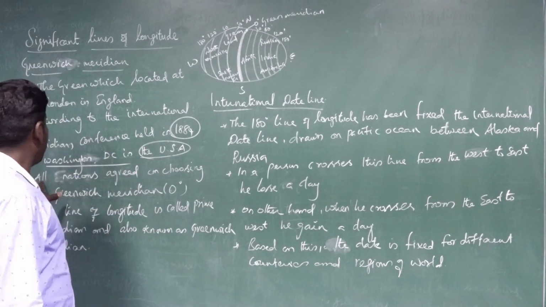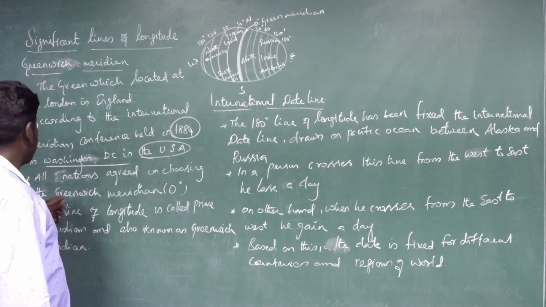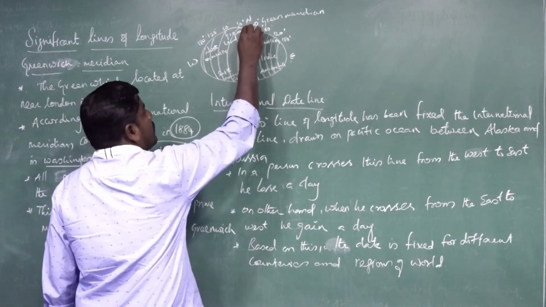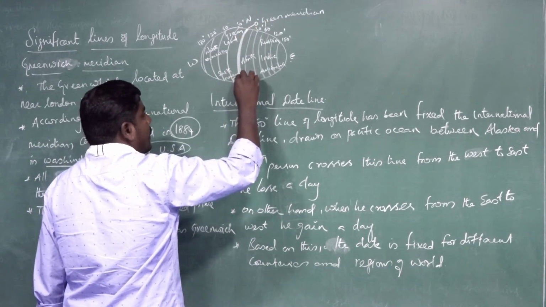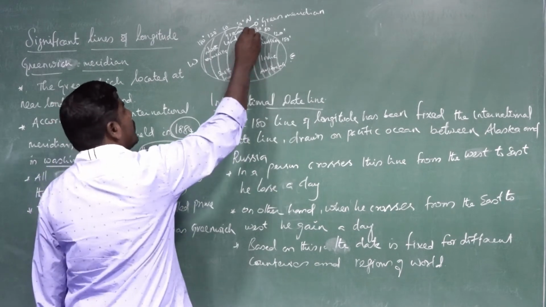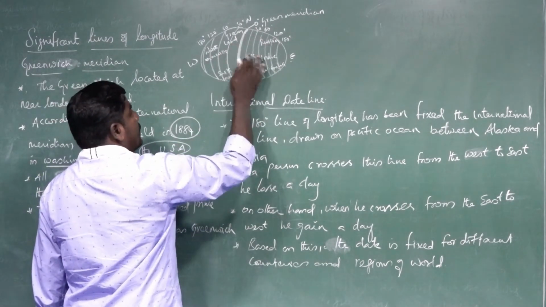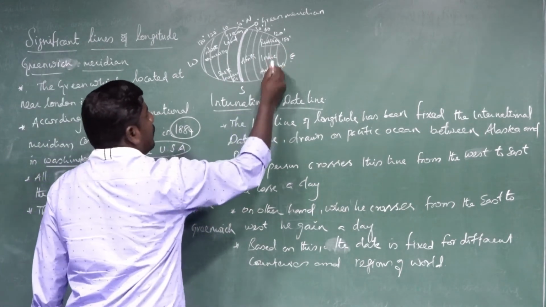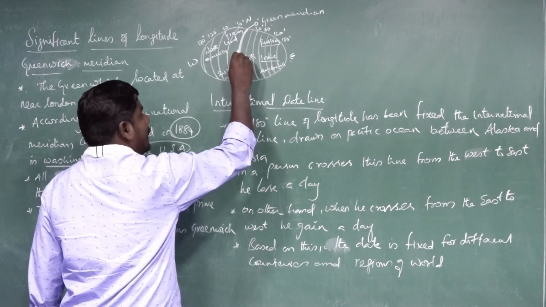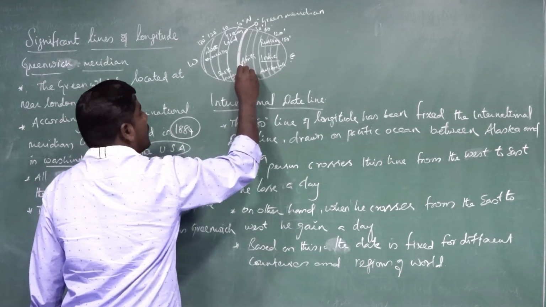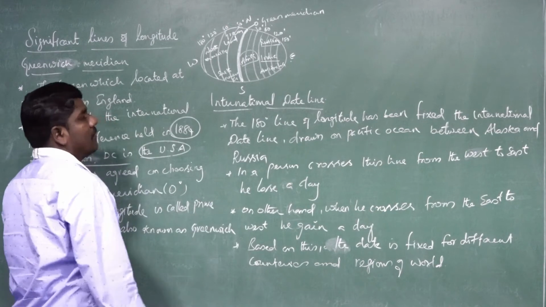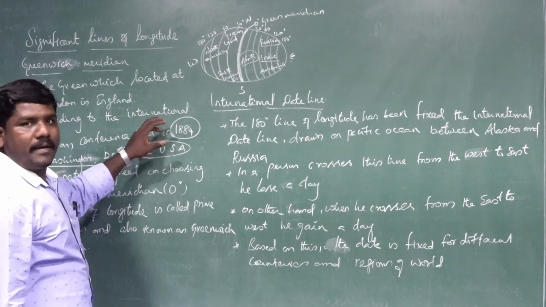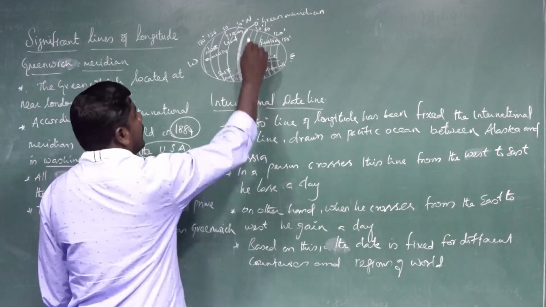All nations agreed on choosing the Greenwich meridian as 0 degrees. So this one is the Greenwich meridian line, and countries are located based on it. Especially Russia, India, and near the Greenwich meridian line is Africa. And then the 30 degree meridian line of longitude.